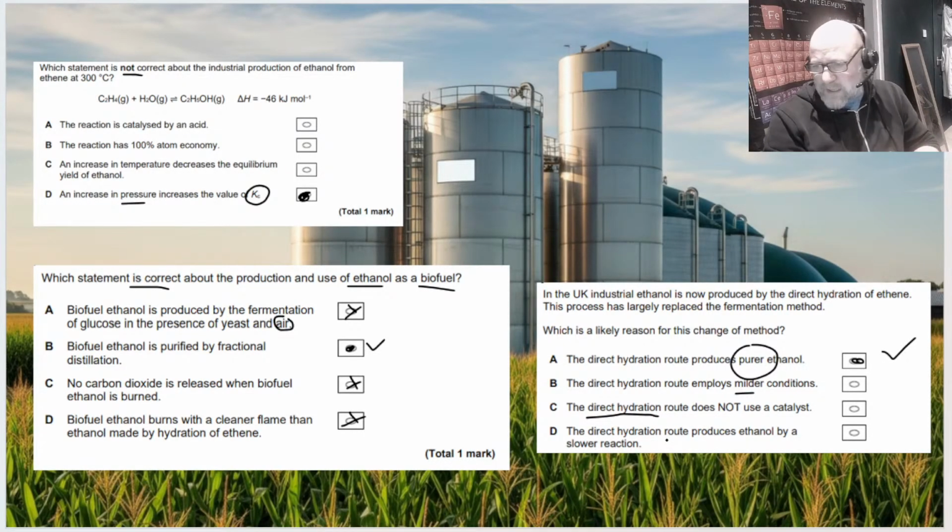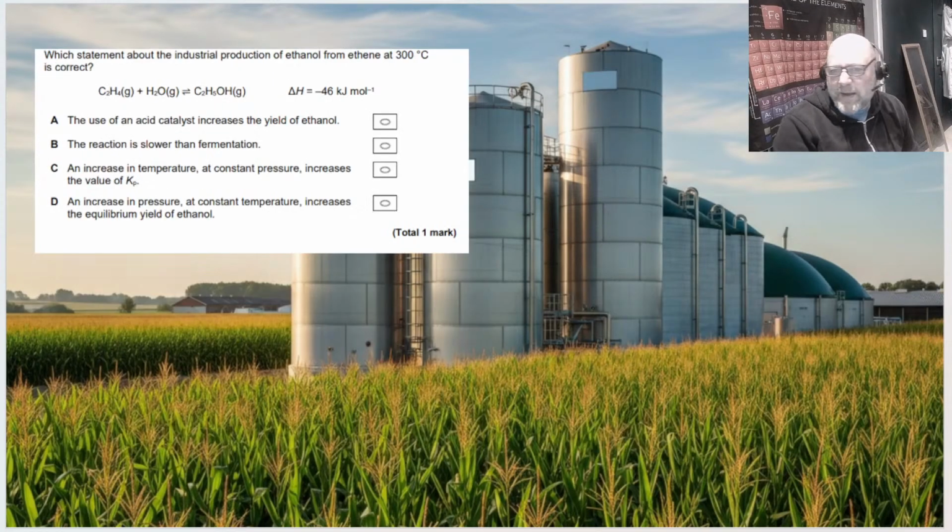Fermentation, cheaper process. Hydration, more expensive. Fermentation, like anyone can do. You can do it at home. Hydration, you can't be doing 60 atmospheres and 300 degrees at home, so you can't do that at home. Right, let's move on.